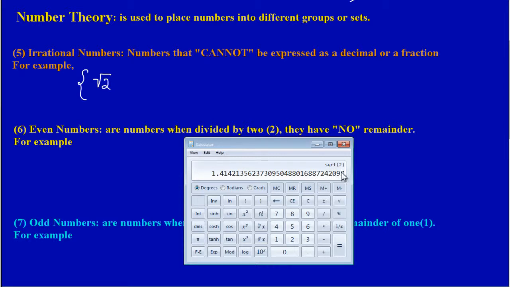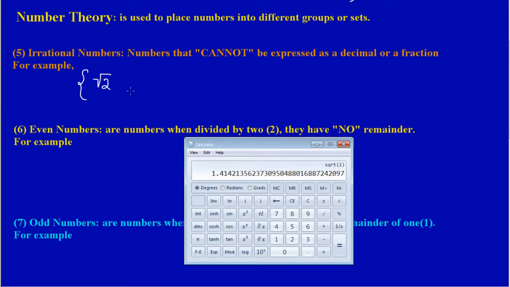It doesn't stop. This is just what the calculator can hold right here. So we call this number an irrational number because it doesn't stop. There isn't a digit where we can say, okay, it stops at that particular digit. It just goes on and on after the decimal point. So the square root of 2 is called an irrational number.